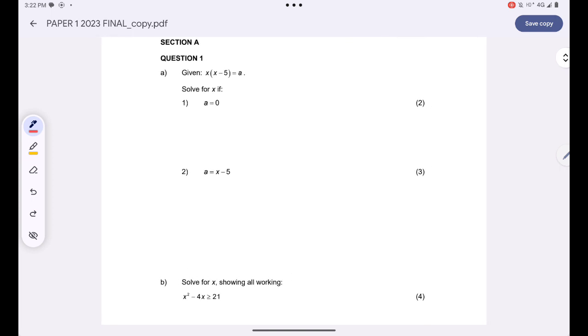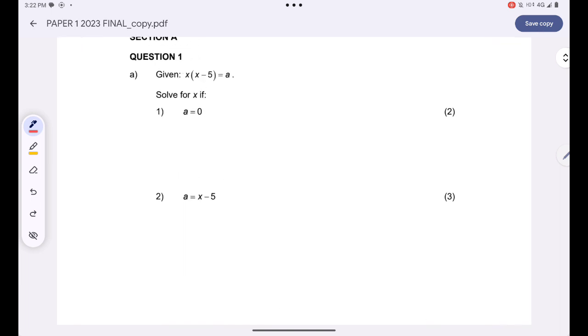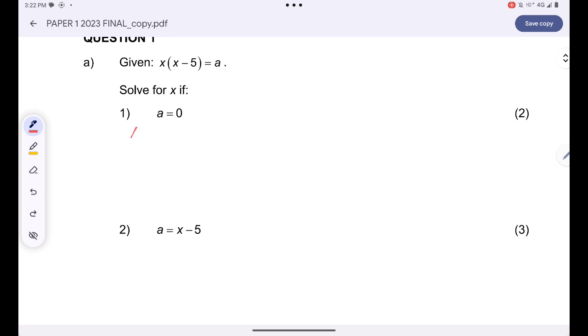Okay, question 1a. We are given an equation over there: x multiplied by x minus 5 is equal to a. I'm supposed to solve x if a is equal to 0. So basically, they're telling me that I have a factorized equation, and then I have 0 on the left hand side. I can therefore conclude that either x is 0 or x minus 5 is 0, and hence x is equal to 5. So these are the two roots if a is equal to 0.